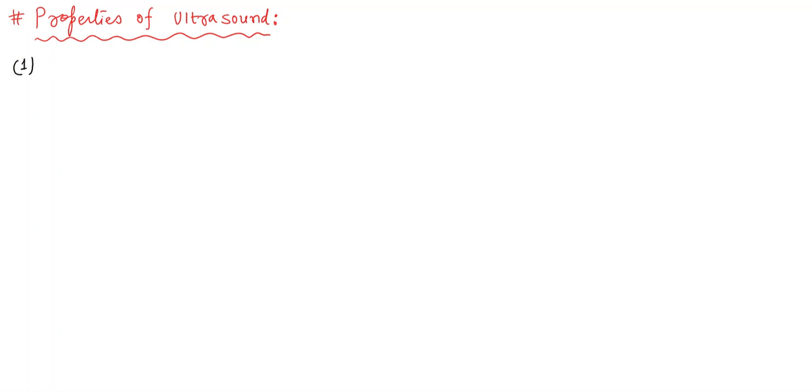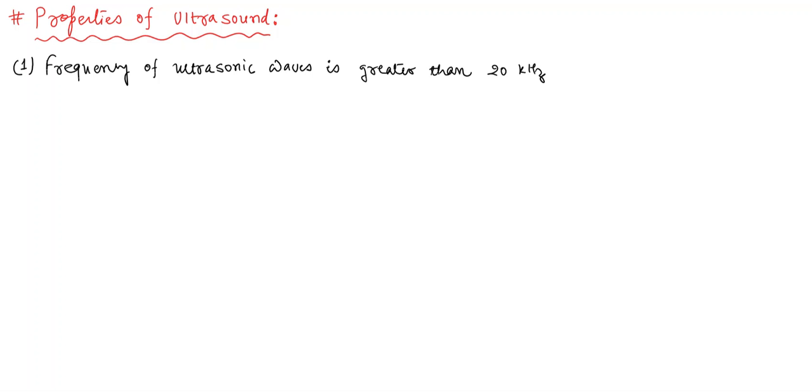First property, write down with me: frequency of ultrasonic wave is greater than 20 kilohertz. So we saw earlier that any wave having frequency more than 20 kilohertz is referred to as an ultrasonic wave. So that we already know, but that is our first property.